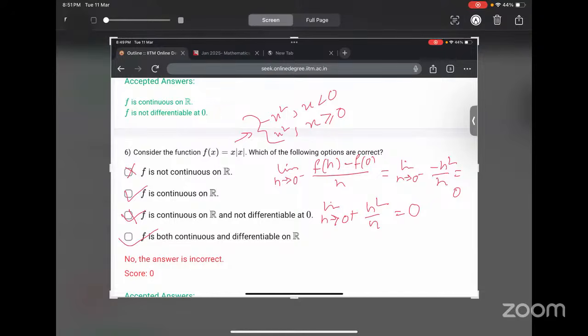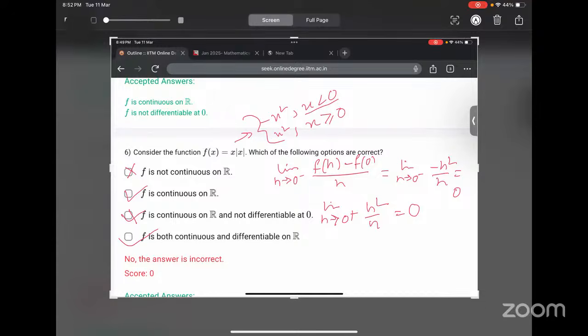Ma'am, h tending to 0 minus, the left hand limit, is nothing but f of x minus f of x minus h, right? Yes. 0 minus means we are tending from the negative side of 0, that is, when x is less than 0. Okay. So the formula you normally use is f of x minus f of h minus x by h.